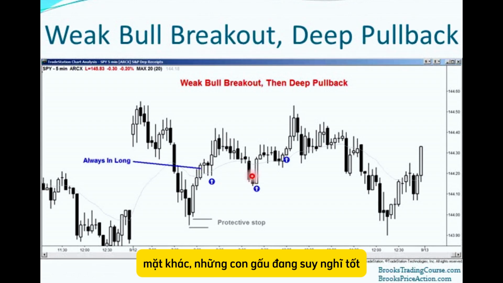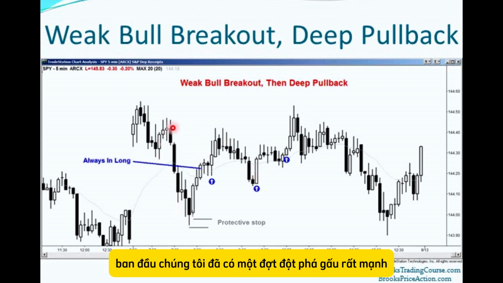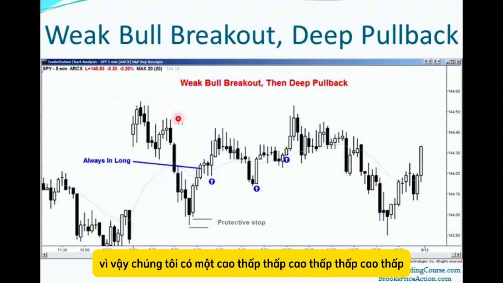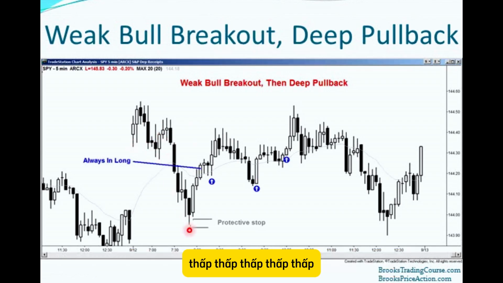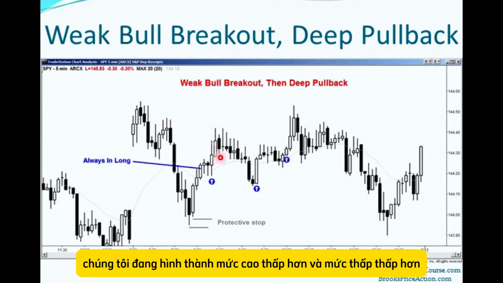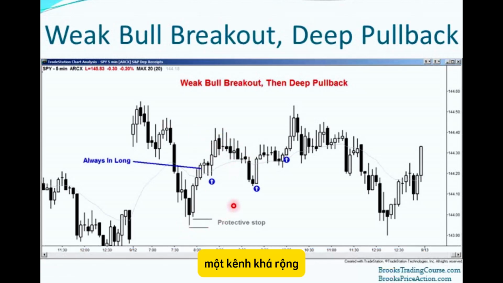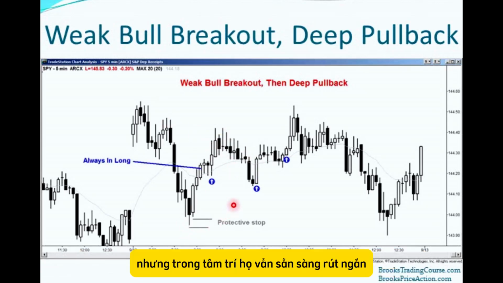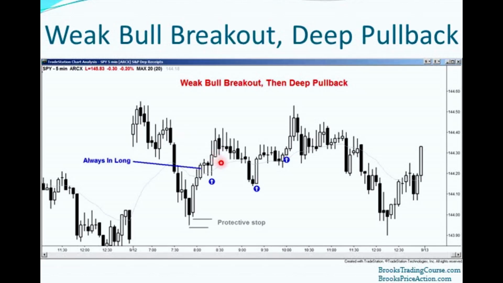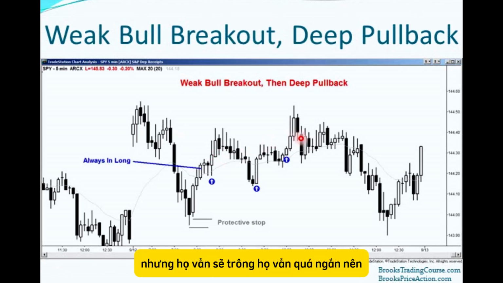The bears, on the other hand, are thinking, well, we had a very strong bear breakout initially. We have another lower high. So we have a high, lower high, lower high, low, lower low, lower low. So at this point, we're still in a bear trend. We're forming lower highs and lower lows, a pretty broad channel. But in their minds, they're still willing to short. Maybe if it gets above this high or this high, they'll think, maybe a trading range and not a bear trend. But they'll still look to short.